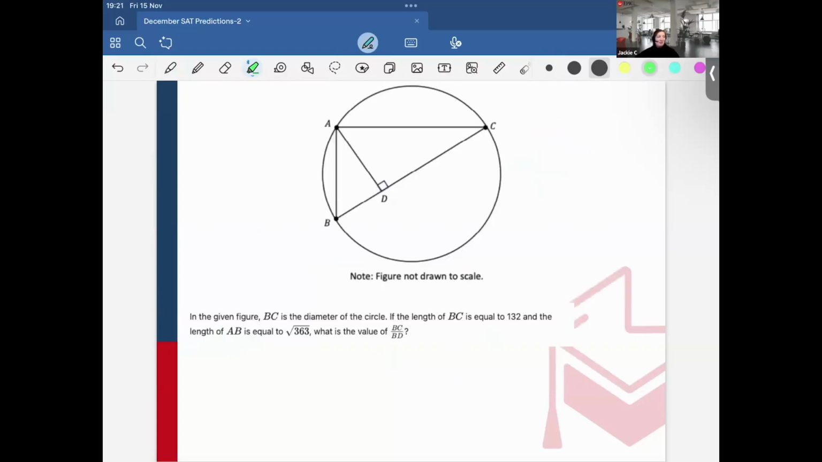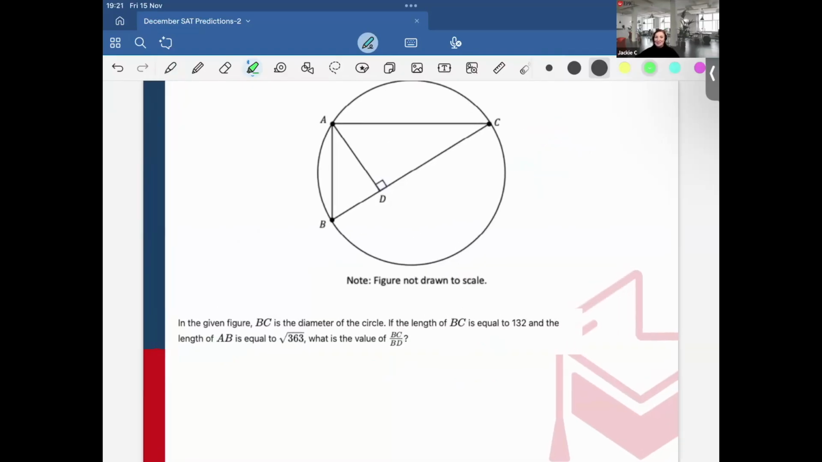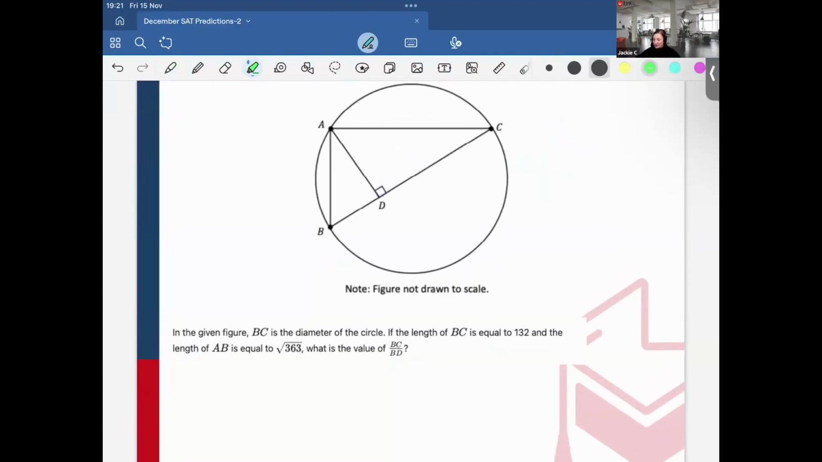All right, next up we have this interesting one. Okay, so it says in the figure BC is the diameter of the circle. If the length of BC is equal to 132, okay, so I know this is 132, and the length AB is equal to square root 363. What is the value of BC to BD?